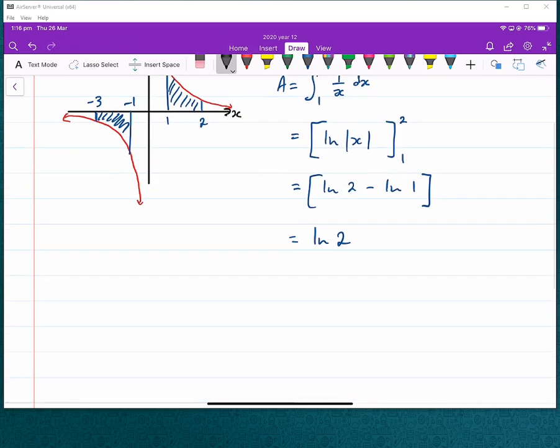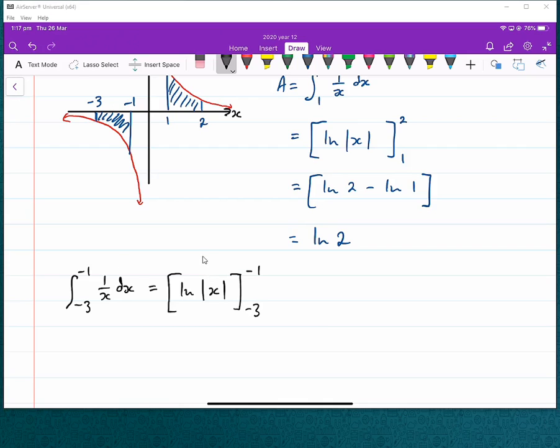So what we would do for this is find the integral between -3 and -1. The order that we put them in is important. -3 is less than -1, so we're going along the line that way. The integral of 1 over x dx is going to give us ln x between -3 and -1.